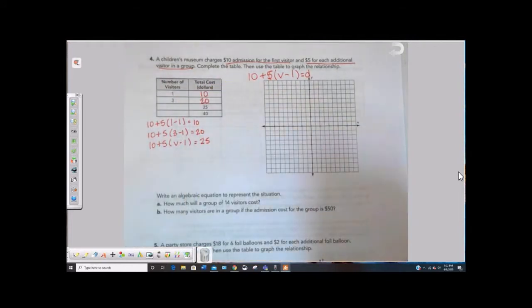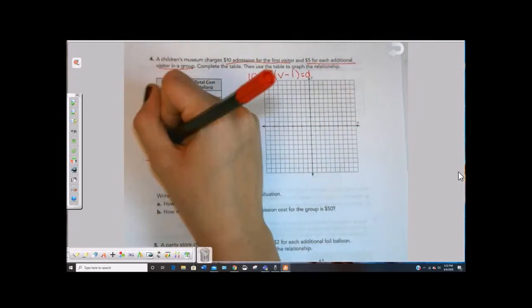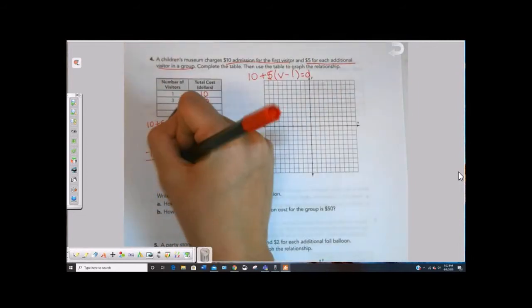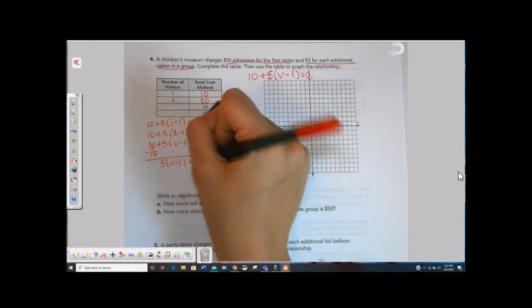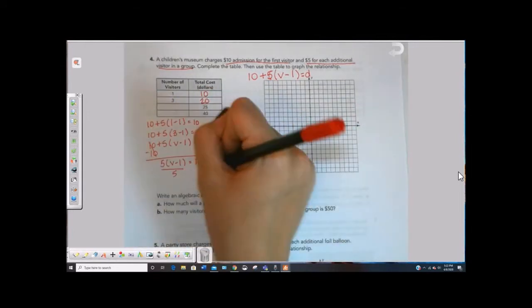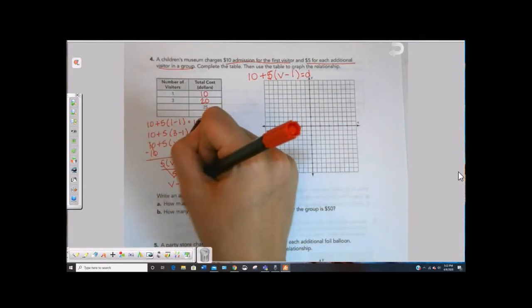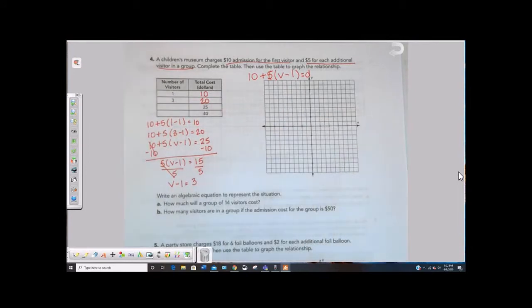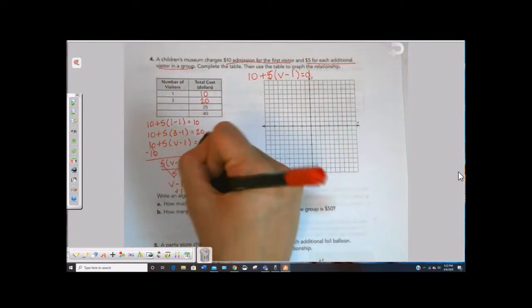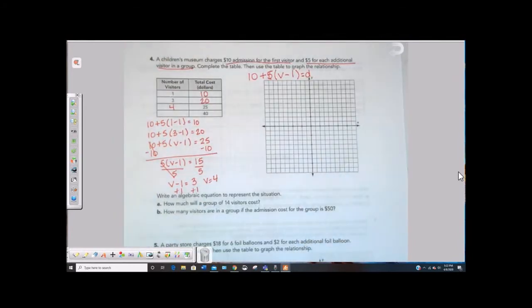First things first is I'm going to subtract 10. You're left with 5 times B minus 1 equals 15. Then I'm going to divide by 5. B minus 1 equals 3. And then you're going to add 1. So you find out your visitors equal 4. So it is $25 for 4 visitors.